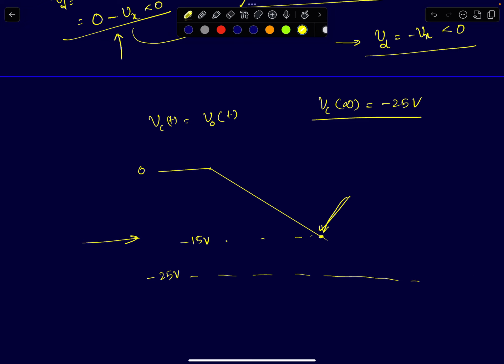So the capacitor voltage will start at minus 15. After this point, it will reach minus 25. Okay. So that's how the capacitor voltage will look.